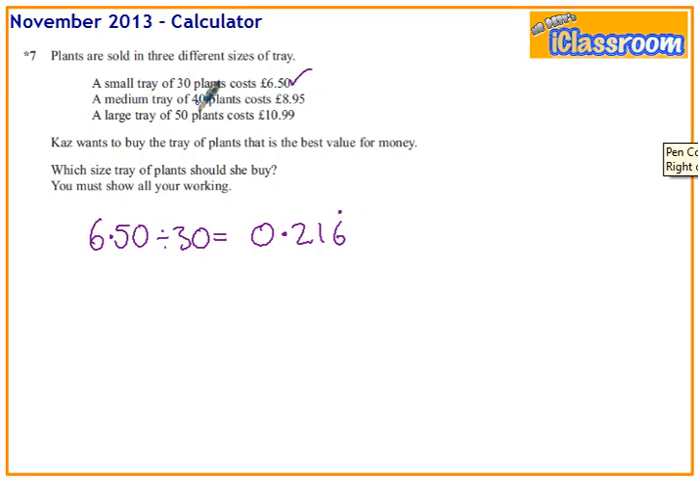Now on to the second, the medium tray. Well, in much the same way, I'm going to divide the £8.95 that it would cost me for all 40 equally between the 40 plants to find out that the cost for one plant is going to be 0.22375.